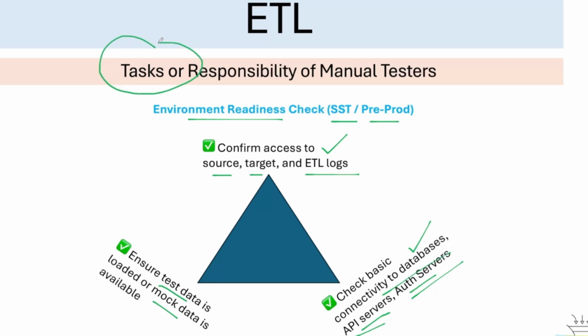These are pretty much the tasks and responsibility of a manual tester. Also of an automation tester, but mostly for manual testing. In automation testing, everything happens automatically behind the scenes, or you click a button and everything happens. But the manual tester has to make sure they have all these connectivities and readiness checks.